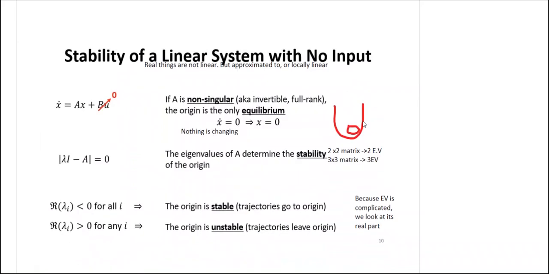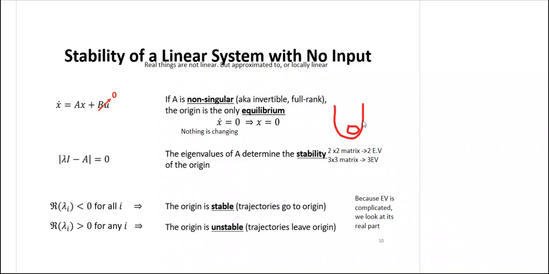The real things in biology especially are not really linear. But if we can approximate things to be linear, or if we just look at a very limited range of time, things are locally linear, so it's good enough.